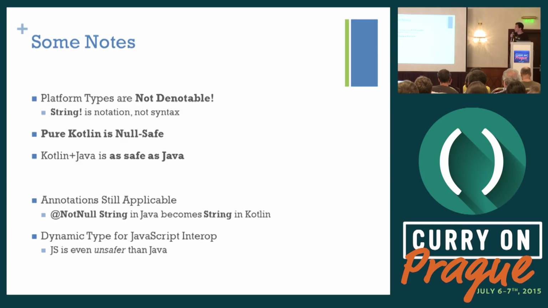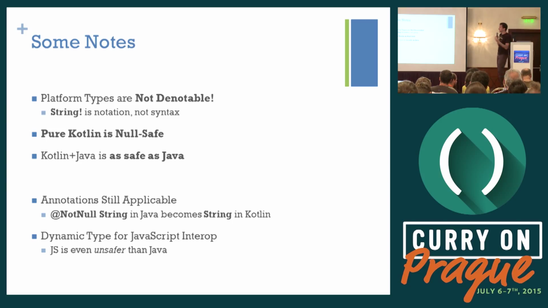Okay, so a few notes on this. First of all, platform types are not denotable in the language. You cannot declare something to be a platform string. So the string exclamation mark is just notation, not the syntax in the language, which means that pure Kotlin is null safe, as safe as it was when we were trying to impose null safety upon Java. So we deliberately decided to lose null safety when it comes to Java interop, but we want to save it for the pure Kotlin code.